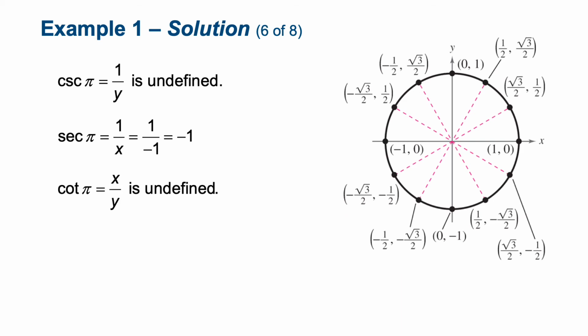The cosecant is the ratio of 1 over y, but 1 over 0 is undefined, okay? And then also secant is 1 over x, 1 over negative 1 would just be negative 1, and then cotangent of pi is x over y, which is undefined because of the 0.